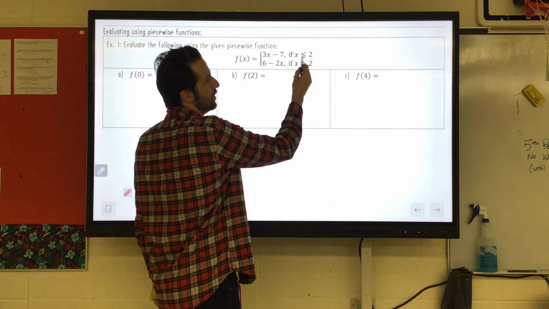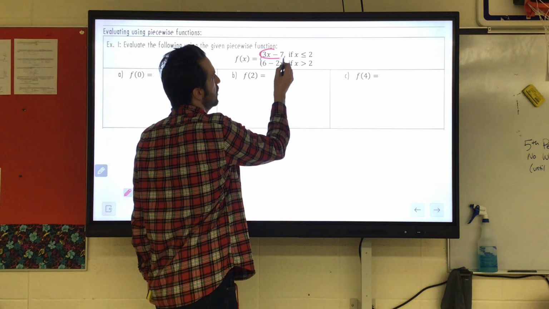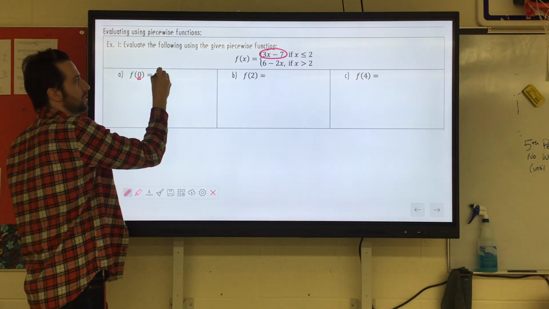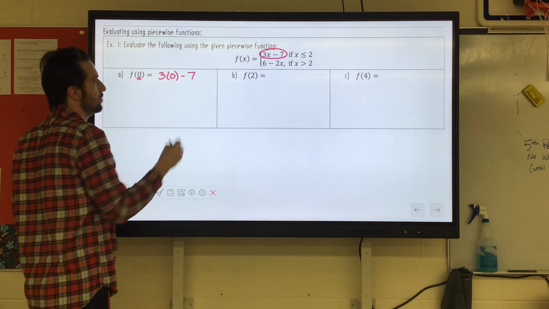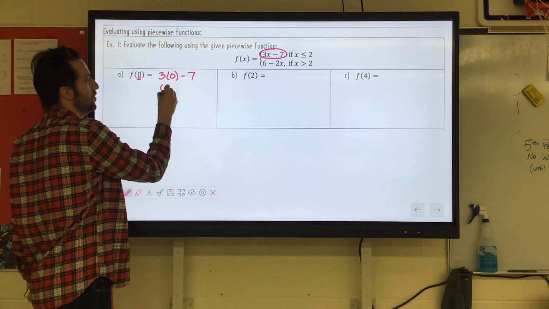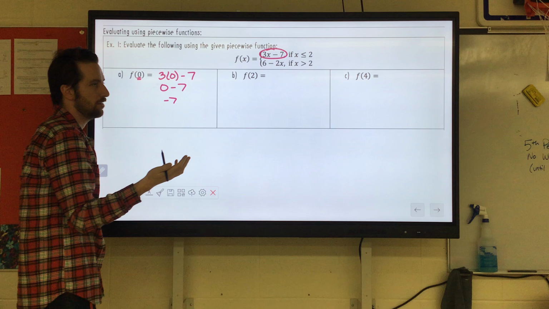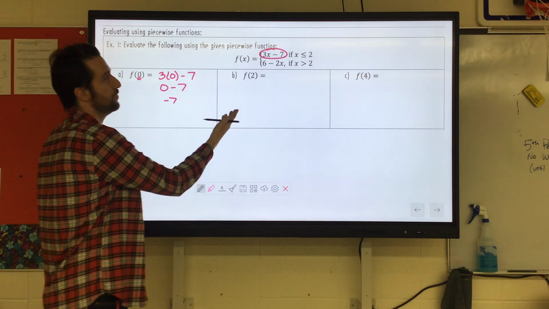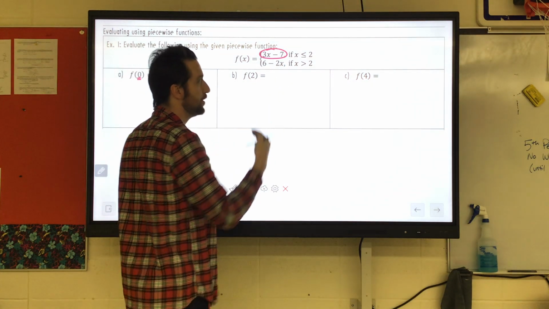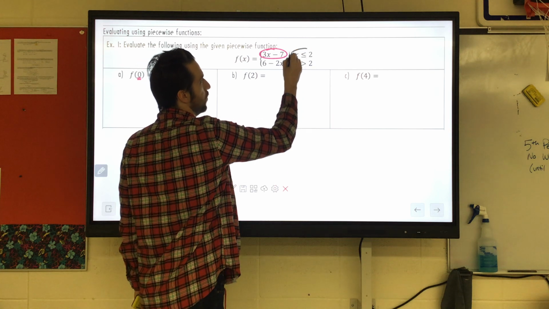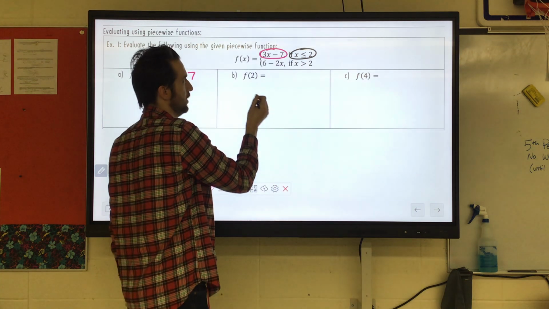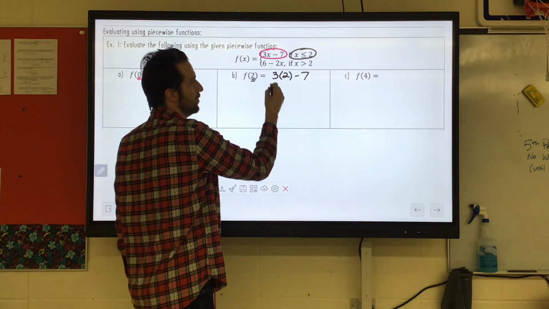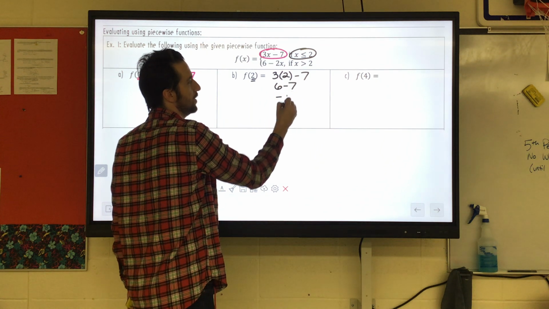x is 0, and 0 is less than 2, so we would use this equation, 3x minus 7. They're telling us that x is 0, so we're going to do 3 times 0 minus 7. Done. 3 times 0 is 0, minus 7 is negative 7. That's it. It's just which equation are you using here? But how about if it's 2? Would that fall into the first equation or the second equation? Well, 2 is less than or equal to 2, so we're going to use that first equation again. So we're going to be doing 3 times 2, minus 7. 3 times 2 is 6, minus 7 is negative 1.